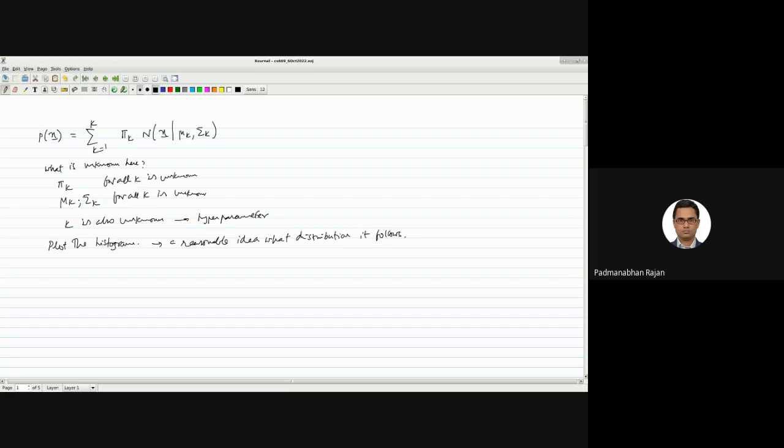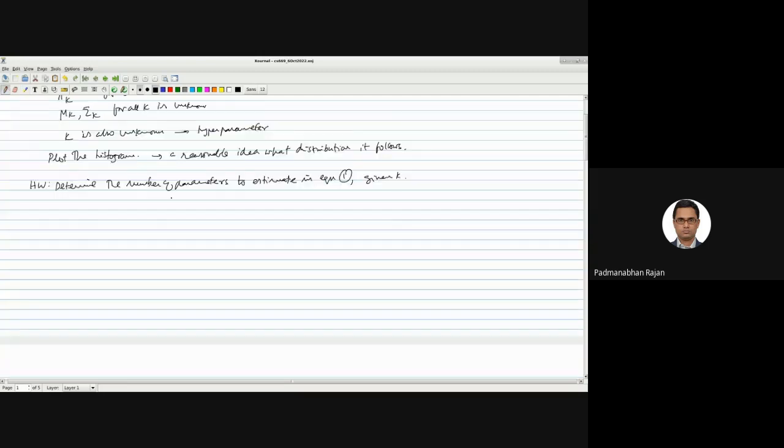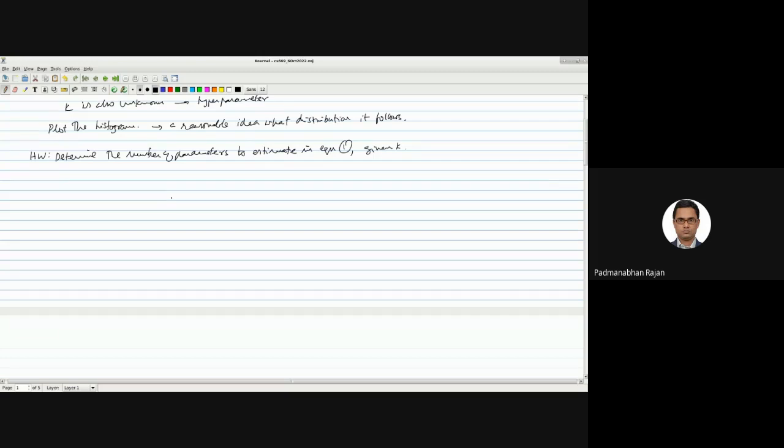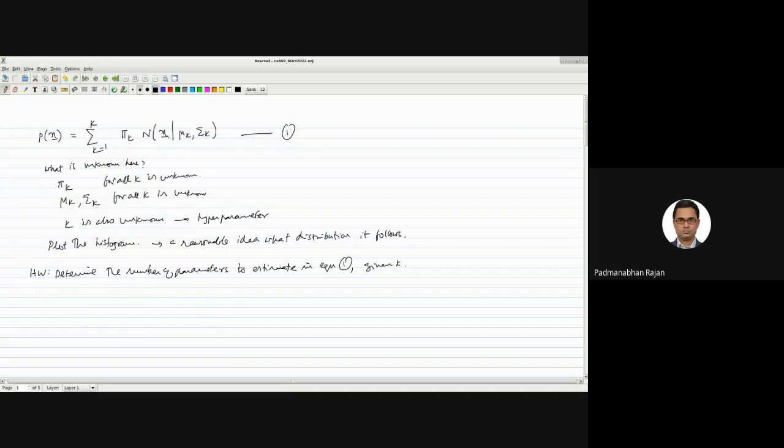As homework you can work out how many parameters you need for this Gaussian mixture. This particular case, I will call equation 1. Determine the number of parameters to estimate in equation 1 given k. I leave that to you. We will come back to Gaussian mixtures later. We will not cover it right now.